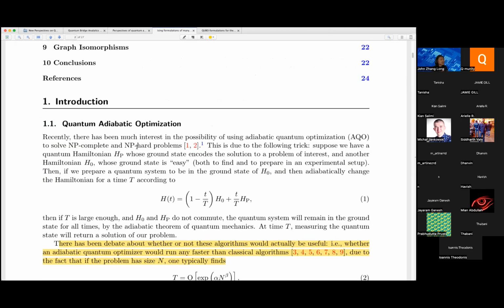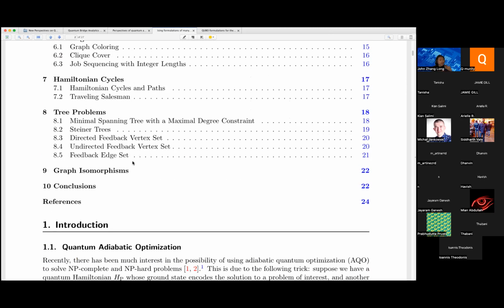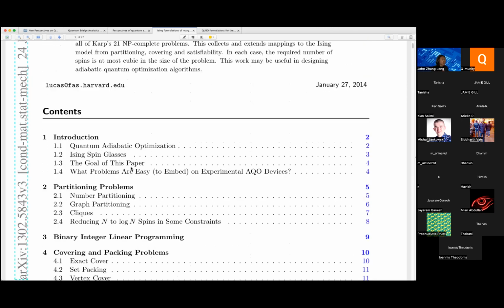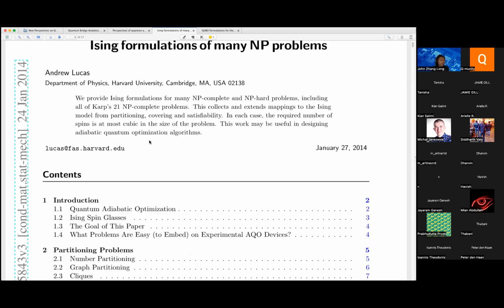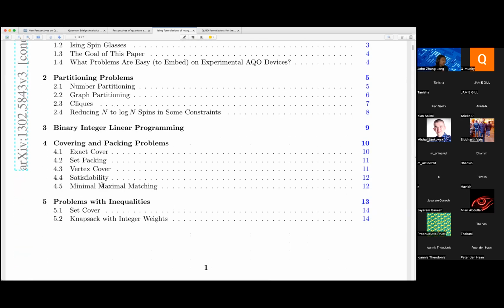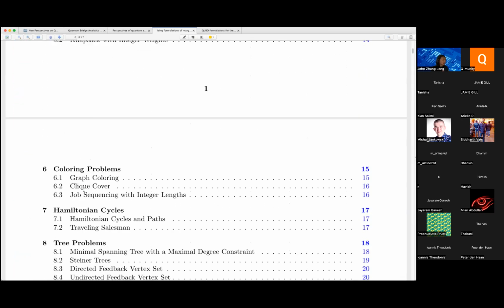Oh, and I mentioned all these NP complete problems that you might want to check out on the quantum computers. In computer science history, there's a guy named Karp, and Karp formulated these 21 very famous NP complete problems. And there's a guy, Andrew Lucas, who has this paper called Ising Formulations of Many NP Problems. If you take a look here, there are all these problems like exact cover, vertex cover. I think max cut is also in here as well.